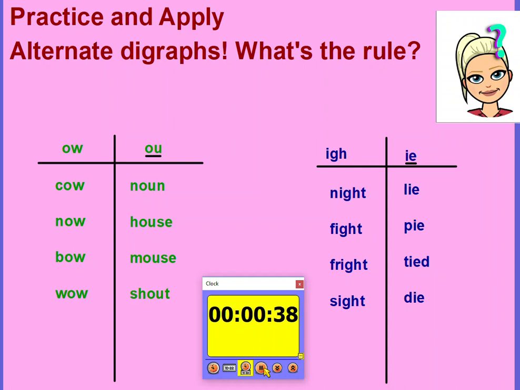So I'm going to give you a little bit of a clue, and I want you to have a look at where the digraph is in the word. So is it at the beginning of the word? Is it at the middle? Or is it at the end? Have a look where the digraph is in the word. Okay, if you have a partner, you can discuss it with them.